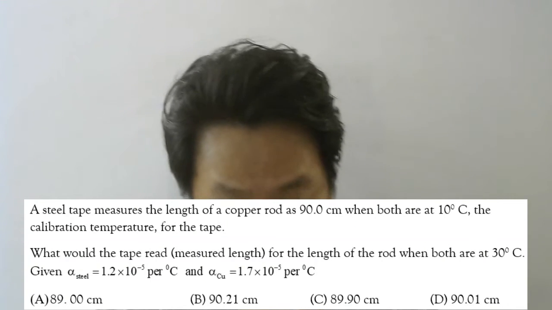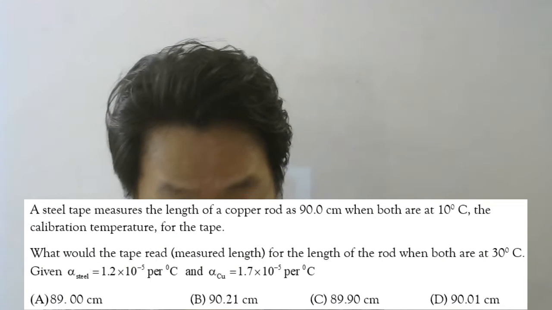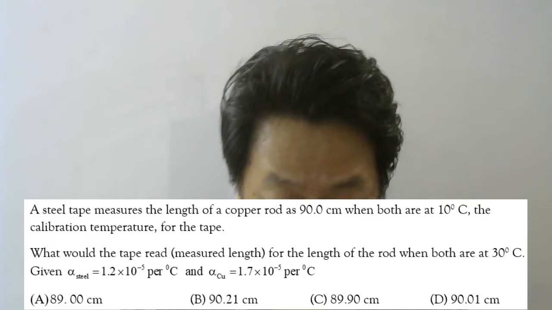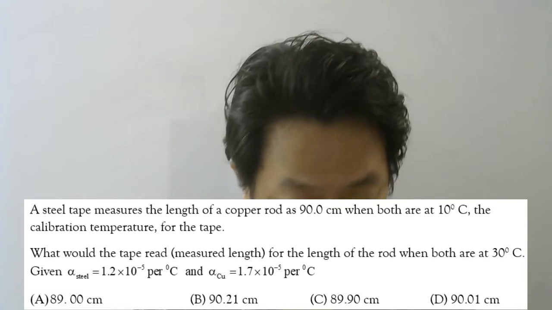When you make a scale, you have to do some markings, right? Millimeter, centimeter, isn't it? So those markings were done at some particular temperature. So that temperature is what is called calibration temperature for the scale. What would the tape read for the length of the rod when both are at 30 degrees Celsius?